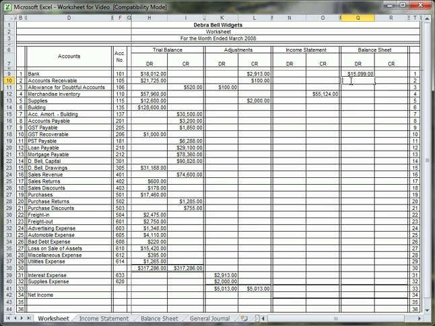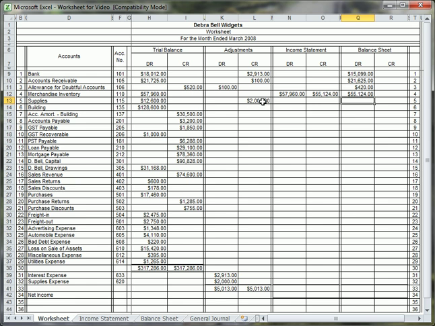Same with accounts receivable, type equals, and it's this cell minus this cell, and that's that amount. For allowance for doubtful accounts, it's normally a credit balance. So for the credit balance, we take the 520 here, so the 520 minus the 100, which is in K11. And so that's the new amount there. The merchandise inventory, this amount here should be the same as the beginning inventory. And for the balance sheet, this amount right here is the same as the ending inventory.